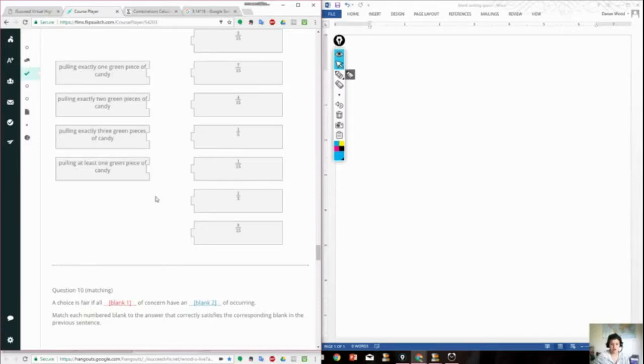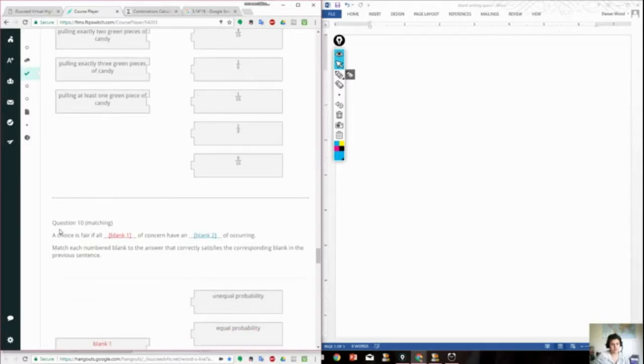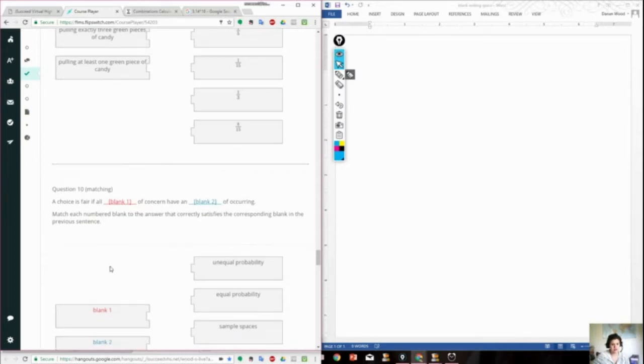Five workbook questions. Question 10. A choice is fair if all blank one of concern have a blank of occurring. Match each numbered blank to the answer that correctly satisfies the corresponding blank in the previous sentence.